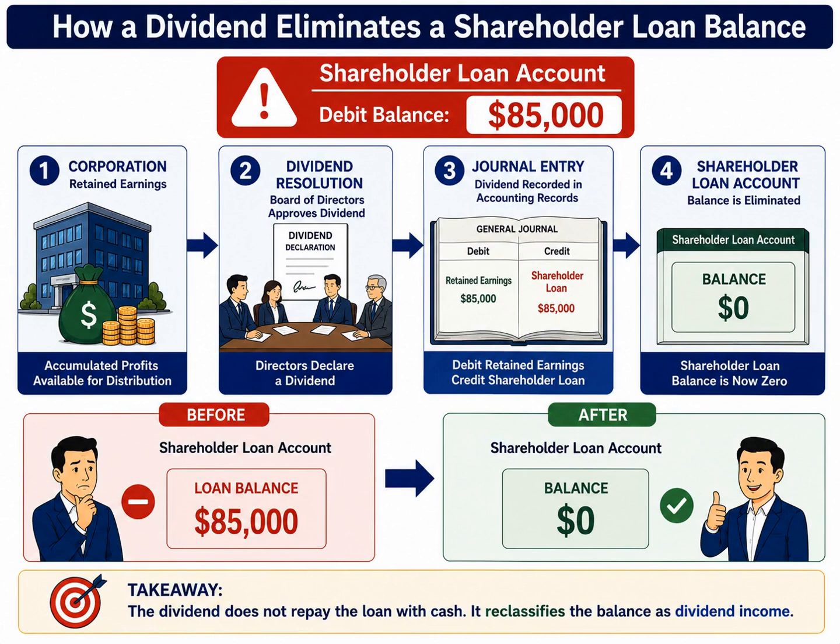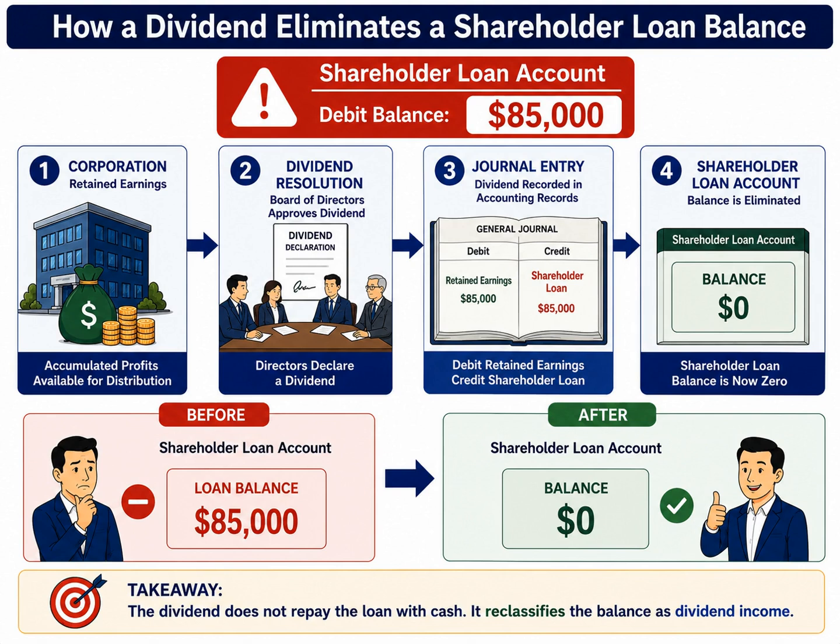Let's walk through exactly how a dividend eliminates a shareholder loan balance. Imagine that an owner-manager has withdrawn $85,000 from the corporation during the year. Those withdrawals were not recorded as salary and no dividends were declared at the time. As a result, the accounting records now show a shareholder loan account with a debit balance of $85,000.